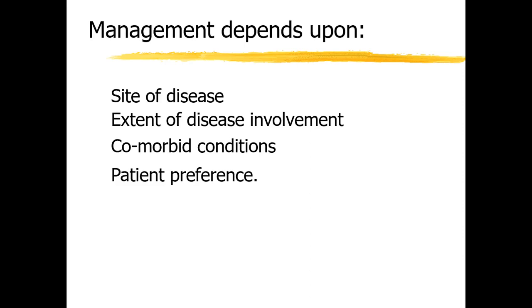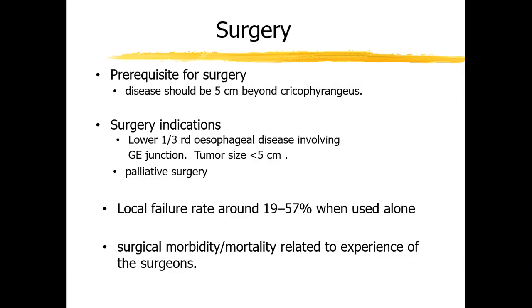So the same as I told, I can well say that management depends upon the site of the disease, the extent of disease involvement, comorbid conditions of the patient, and of course the patient's preference, what the patient really wants. If you advise chemotherapy but the patient is not willing, you cannot force the patient. The prerequisite for surgery is that the disease should be 5 cm beyond the cricopharyngeus. Why? As I told you, because of the lymphatic spread, you have to take a 5 cm free margin proximally as well as distally.